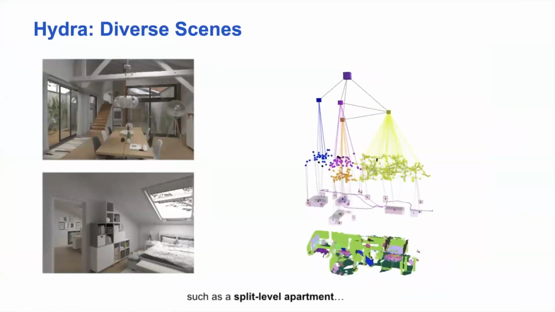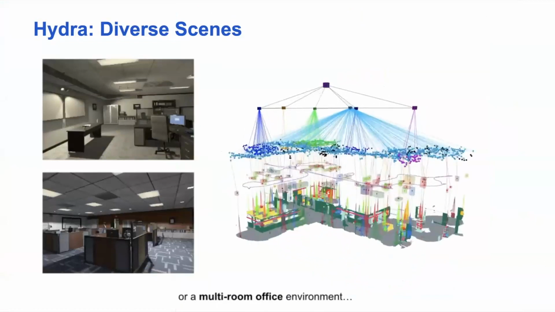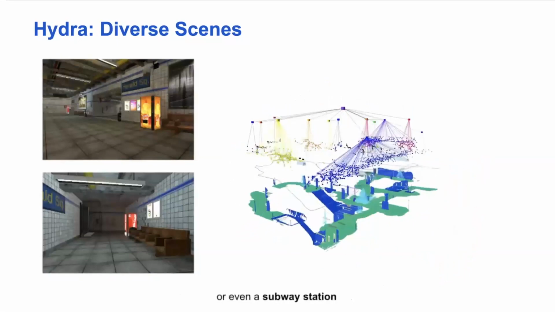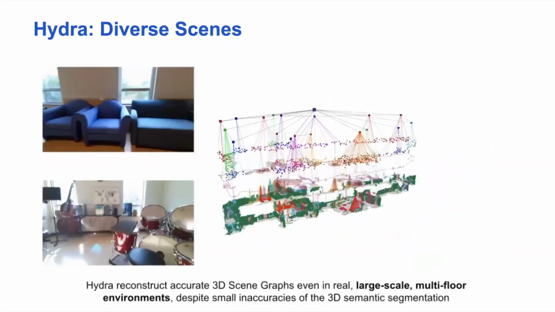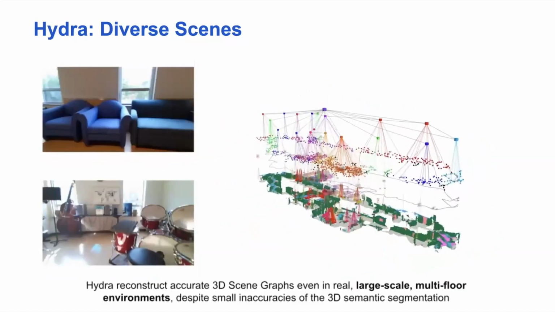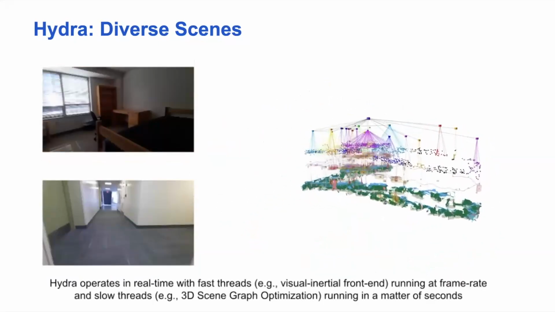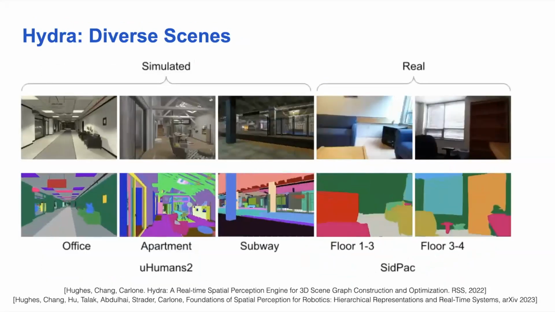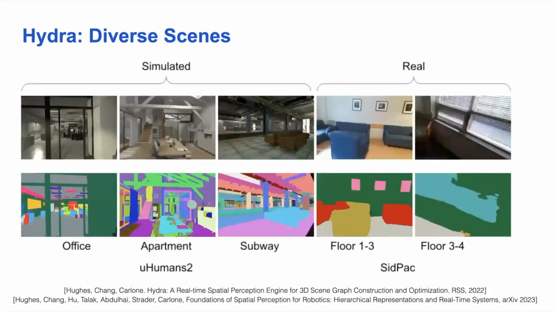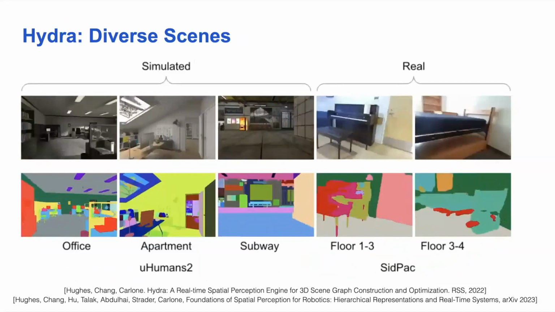The thing is, Hydra works on diverse scenes. This is a simulated dataset, a split apartment. It works on multi-room offices. This is again simulated, a subway station. And the final one is the MIT dorm. This is a real dataset that we constructed, and the size is pretty large, 500 to 700 meters from one end to the other, and we're able to do pretty good scene graph reconstruction. So we're able to test and get 3D reconstruction on simulated environments as well as on real data.